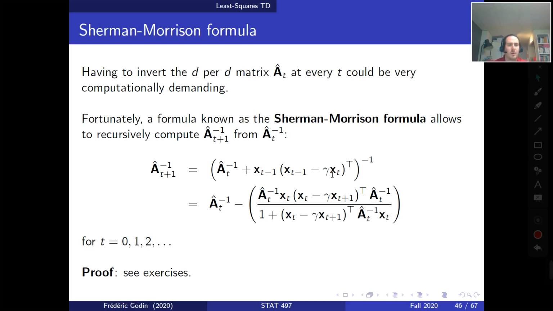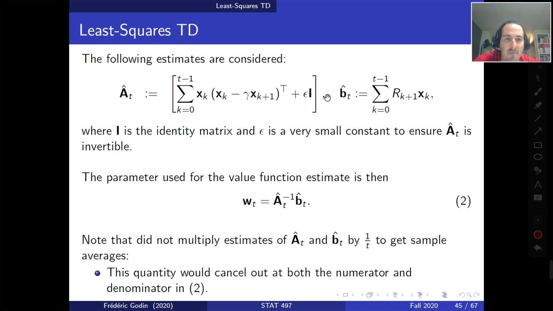Now, what would be painful about this method if we didn't have any additional tricks is that we need to invert the matrix A hat t on every time step t. Every time a new state is observed, we get a refined estimate for A and B, and since the TD0 fixed point is provided by this expression, we need at all time steps to invert the matrix A. This would be very inconvenient, especially if there are many features.